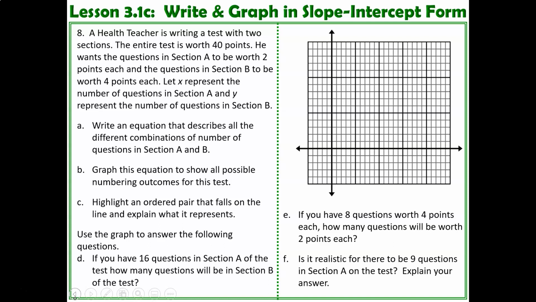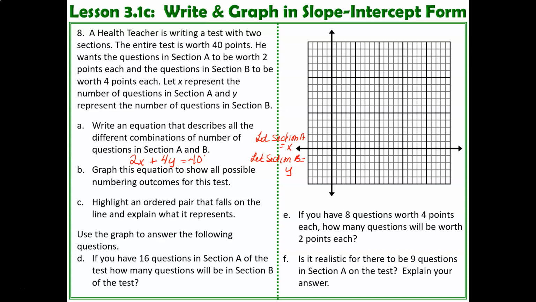in section B. So part A says to write an equation that describes all of the different combinations of the number of questions in section A and B. So let's let section A equal X and section B questions equal Y. So the ones in section A are 2 points, so 2 times X, and the ones in section B are 4 points, and there's a total of 40 questions.